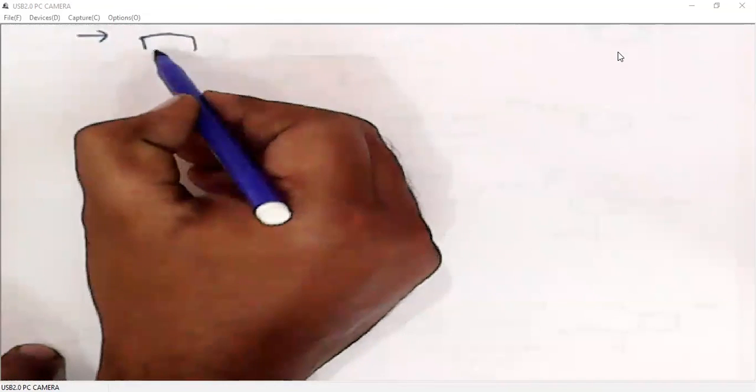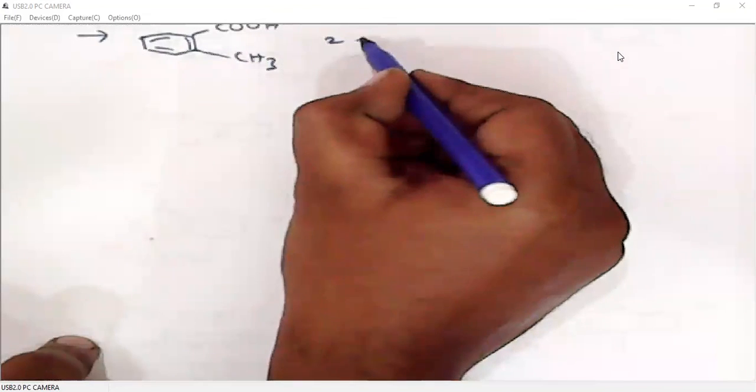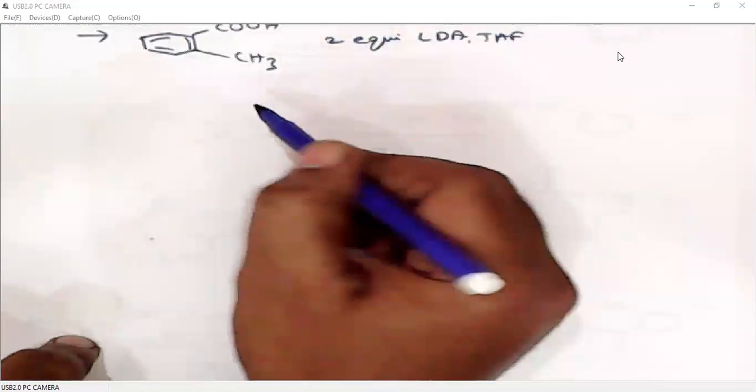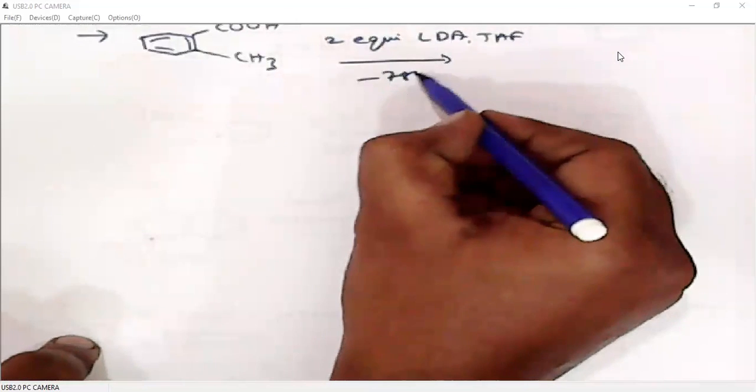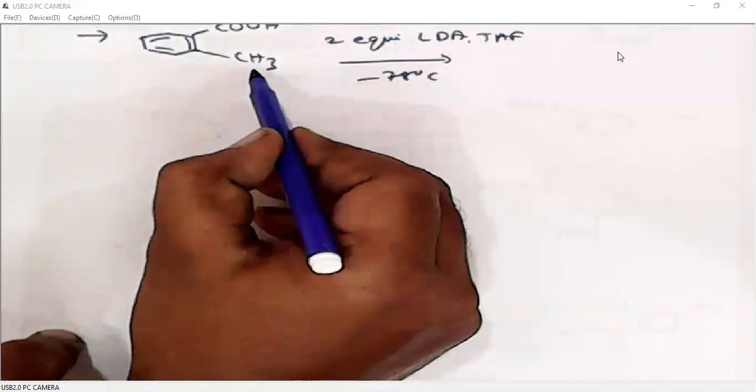We have just seen ortholithiation reactions. Ortholithiation is also possible not only at the aromatic carbon but at the benzylic position also. For example, look at this molecule, ortho-toluic acid. When it is treated with two equivalents of LDA in THF, then it is possible to pick up the benzylic proton also.